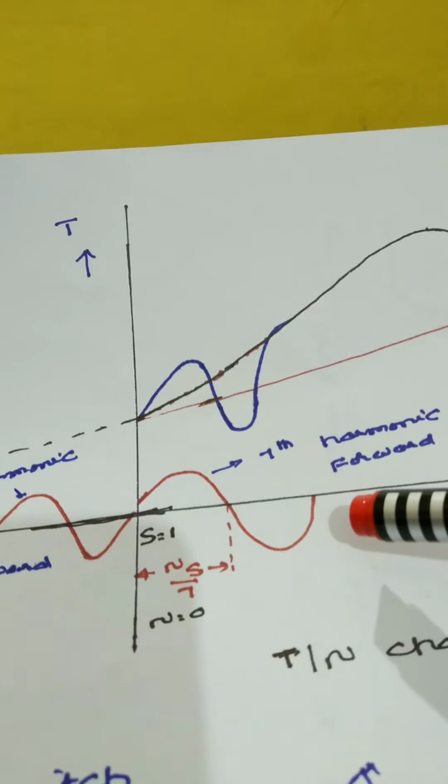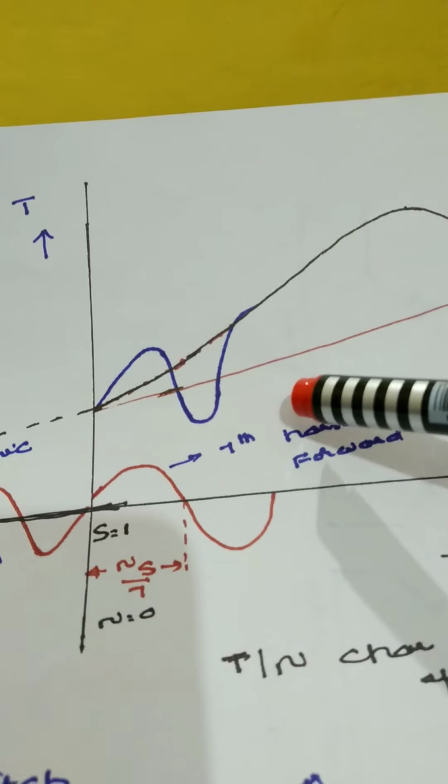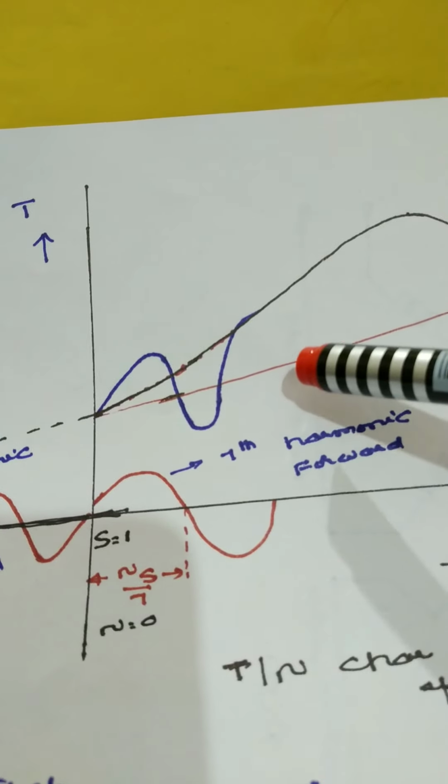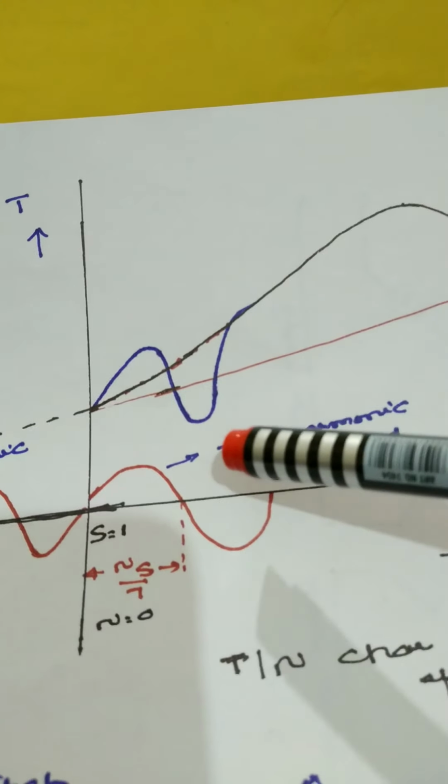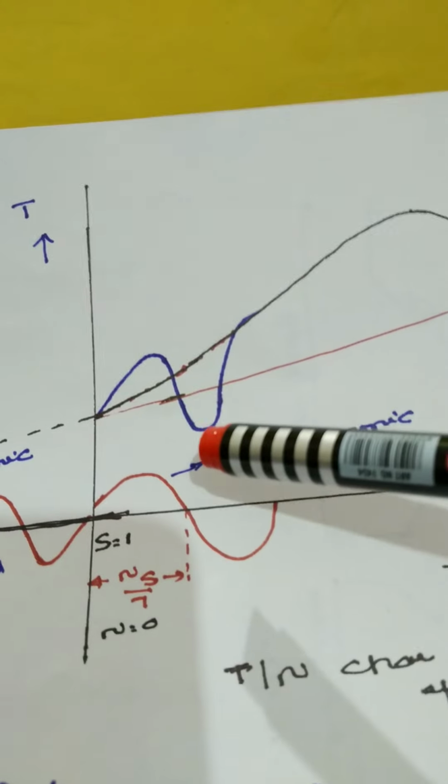Okay, so therefore, even if you give full voltage to the three-phase induction motor, the motor will run with a speed of ns by 7. It will run in such a way, which we call the crawling phenomenon. This will happen due to the harmonics.